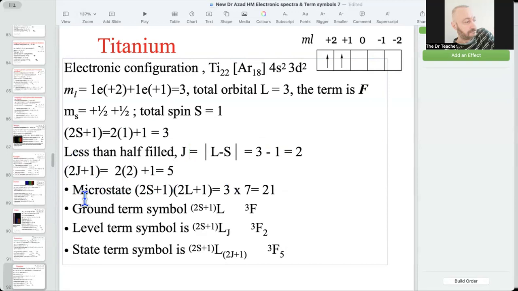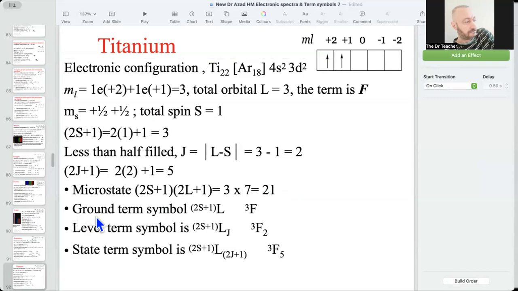The microstates, I put it here as 2S plus 1 times 2L plus 1. Okay, here we have the 3. Here you have 2 times 3, 6, and 1, 7. 3 times 7 will be 21. So 21 times you can position or locate these two electrons in all these orbitals, either clockwise or anti-clockwise. 21 times.